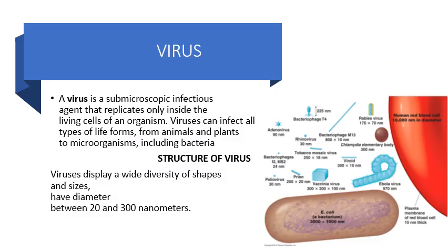Virus. A virus is a submicroscopic infectious agent that replicates only inside the living cells of an organism. Viruses can infect all types of life forms, from animals and plants to microorganisms, including bacteria. Now, what is the structure of a virus? Viruses display a wide diversity of shapes and sizes, with diameters between 20 to 300 nanometers.